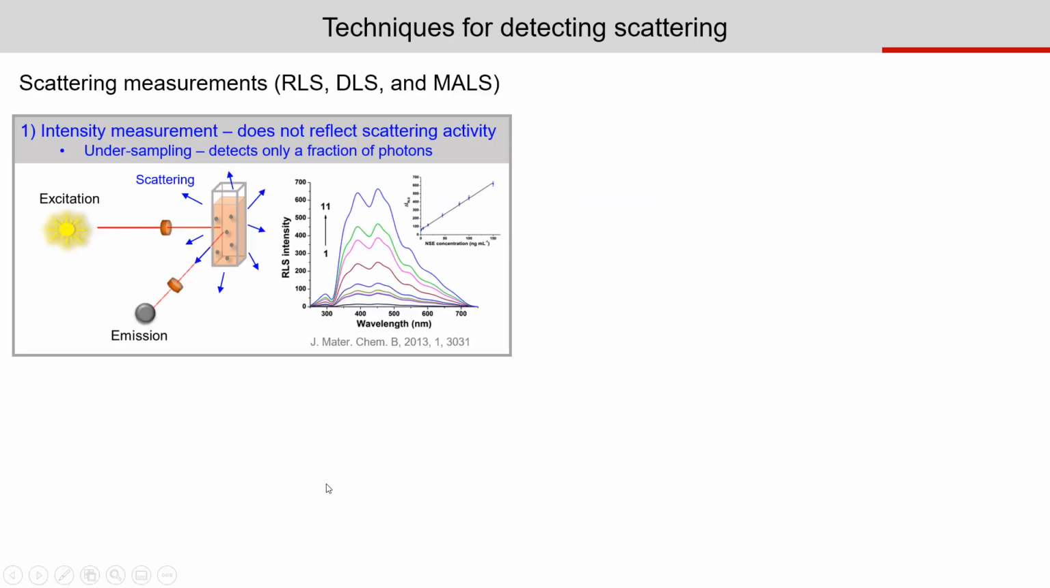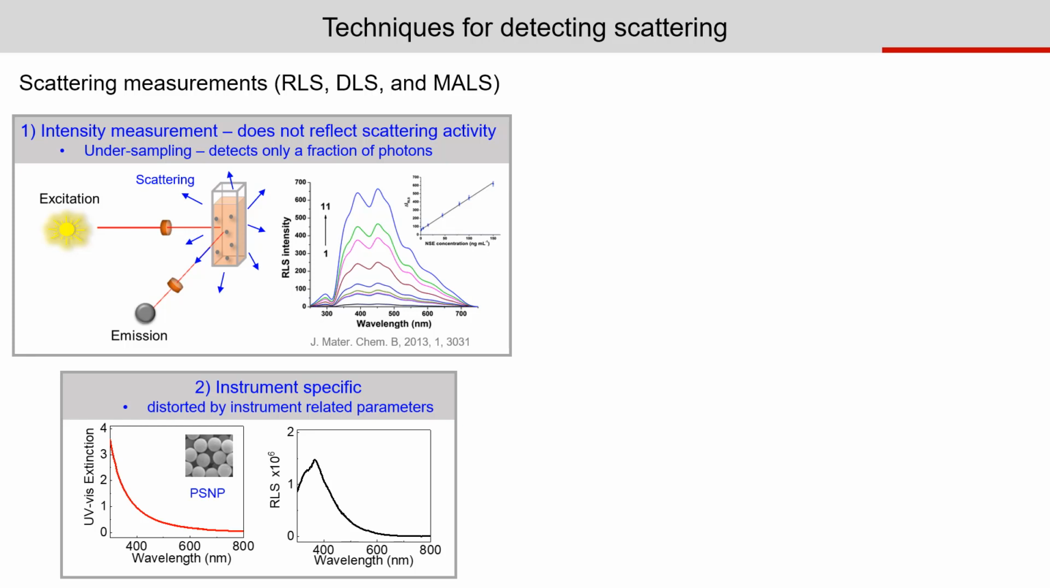Current scattering measurements have several limitations as well. First, most of them are intensity measurements, which means they do not measure the absolute scattering activity, which is scattering cross-sections. Take resonance light scattering (RLS) as an example. It detects scattering at the same wavelength as excitation with the fluorometer. Only a fraction of the scattered photons is detected at 90 degrees. Most photons are scattered at other directions and escape detection.